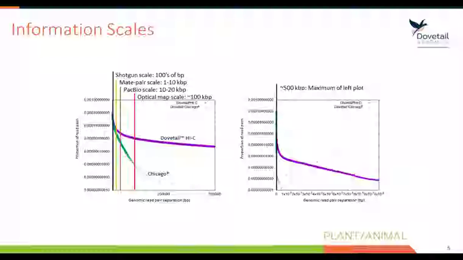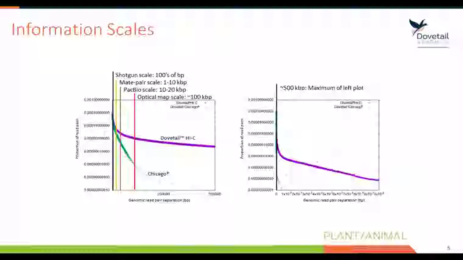It's much flatter and goes out well beyond 0.5 megabase. In fact, we have to zoom out to the right-hand chart to see that Dovetail Hi-C data actually goes out to the end of the chromosome. So you get this incredible, very even coverage across the entire chromosome, and these curves are very reproducible from organism to organism. You can see that on the right chart, the scale is so great that the Chicago data is barely visible.